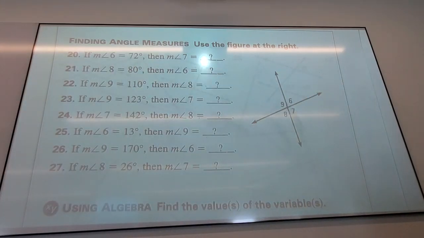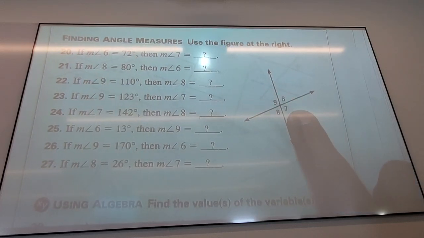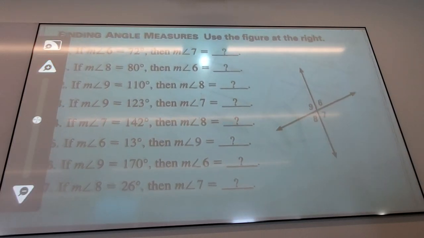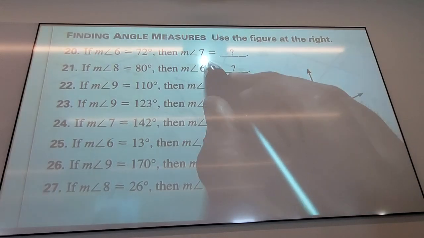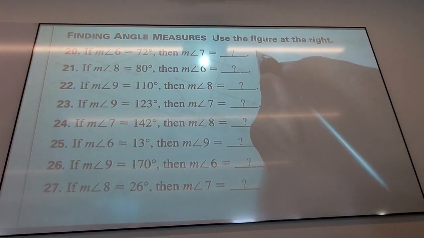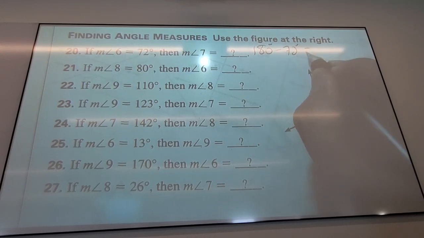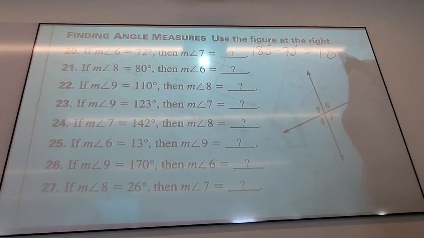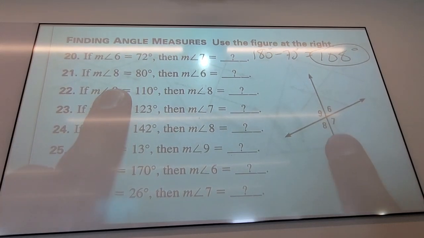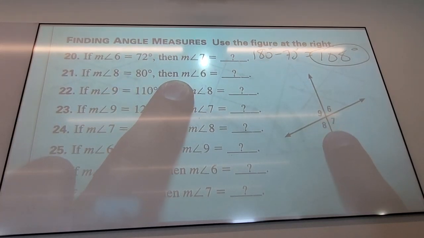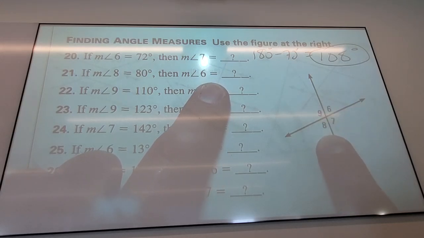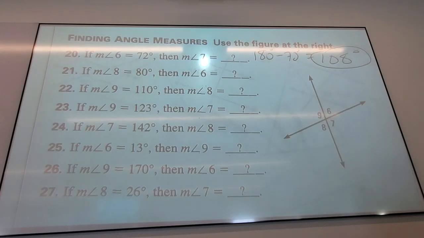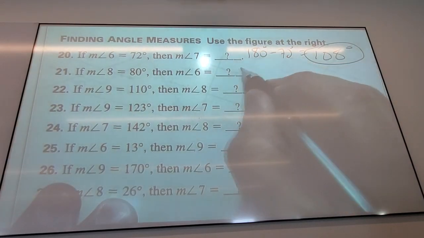So, with all of that said, angle 6 and angle 7, how are they related? They add up to 180. Great. So what kind of angles are they? Supplementary, okay. So what's the measure of angle 7? What did you guys get? 108. 8 and 6 have to be the same because they are vertical. Okay, so this is obviously 8. Bam.